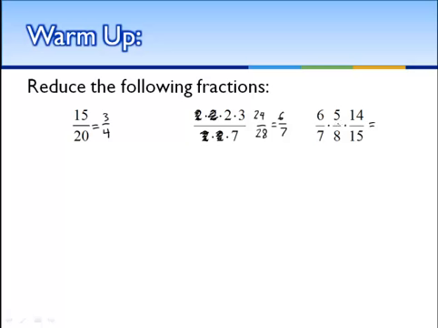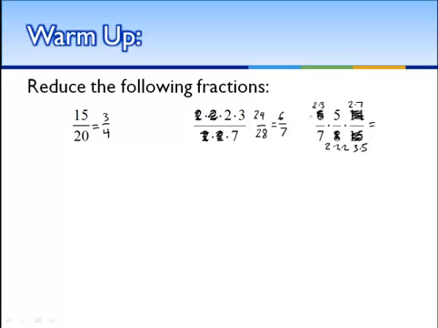Over here, these aren't quite broken down completely, but I could break these down a little bit. 6 is the same thing as a 2 times a 3. 5 is already a prime number. It can't be broken down any further, but 14 is the same thing as a 2 times a 7. We're going to learn in later chapters that this process is called finding the prime factorization of a number, that is, breaking it down. 8 is the same thing as 2 times 2 times 2. And 15 is the same thing as 3 times 5.